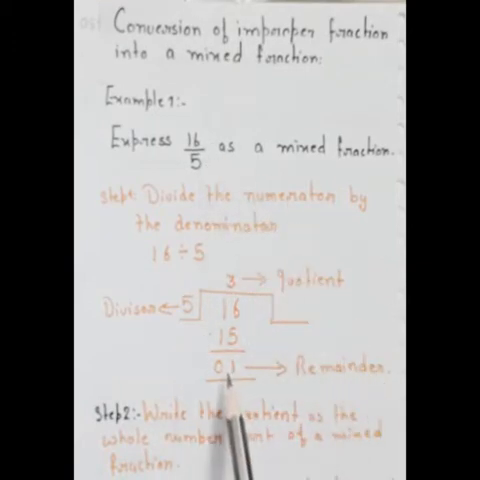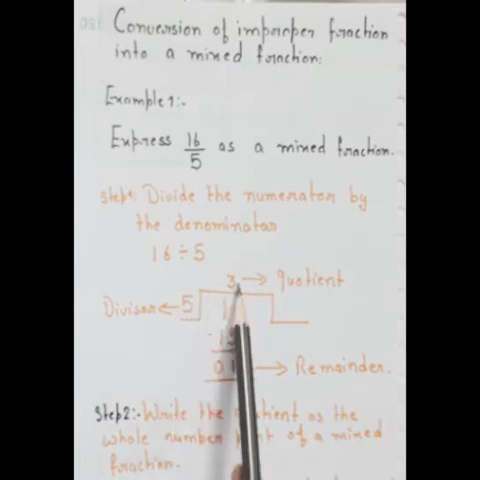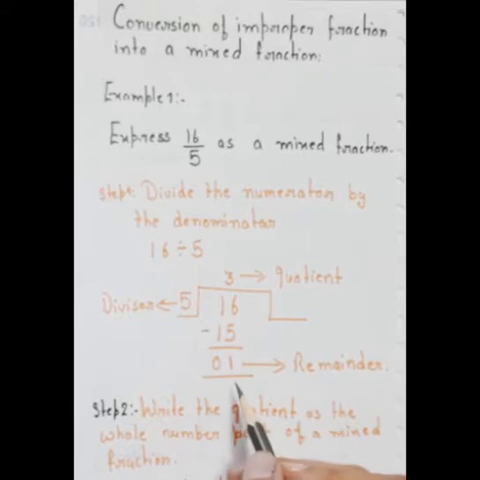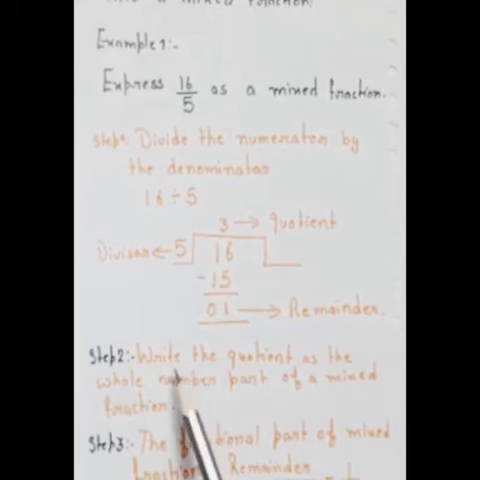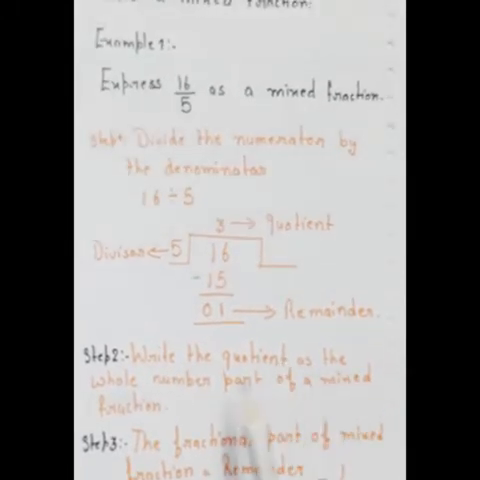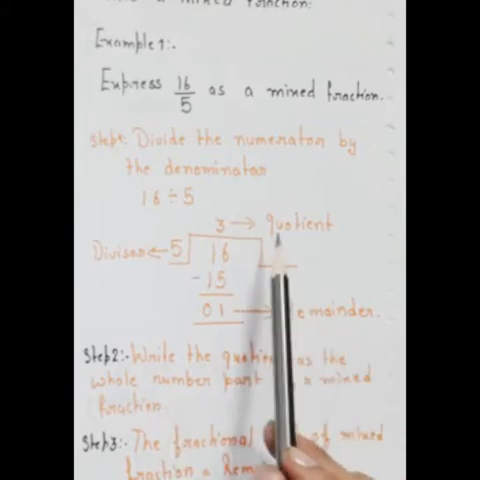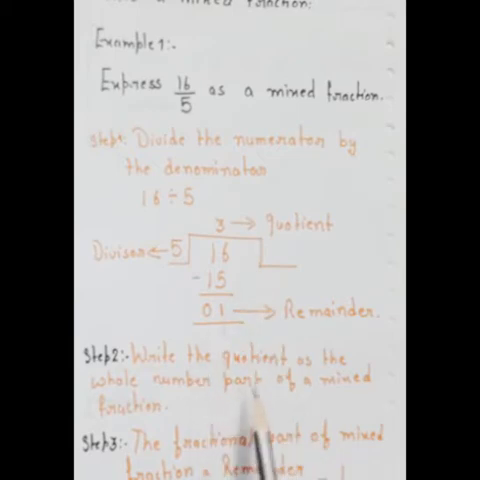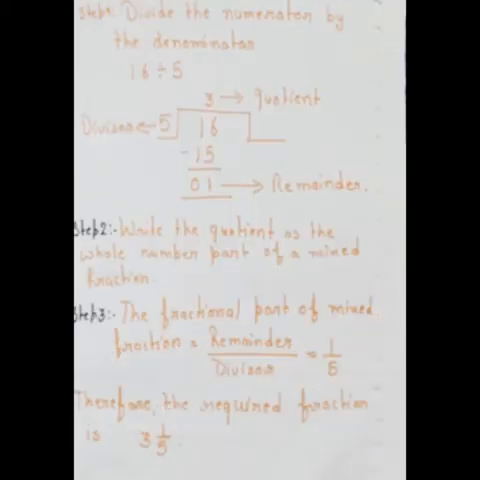So I have done the division over here and I have done 5 3s are 15 and when we subtract these two, my remainder is coming 1. Clear? This is very simple. Now what is the second step? Your second step is write the quotient as the whole number part of a mixed fraction. Now what is your quotient? 3 is your quotient. So 3 you have to write as the whole number part of a mixed fraction.